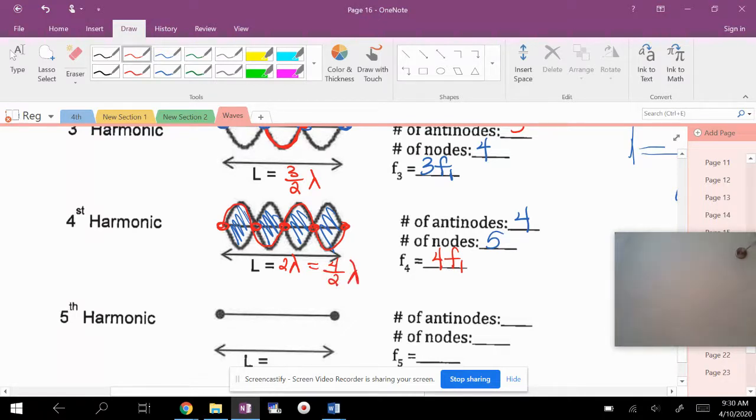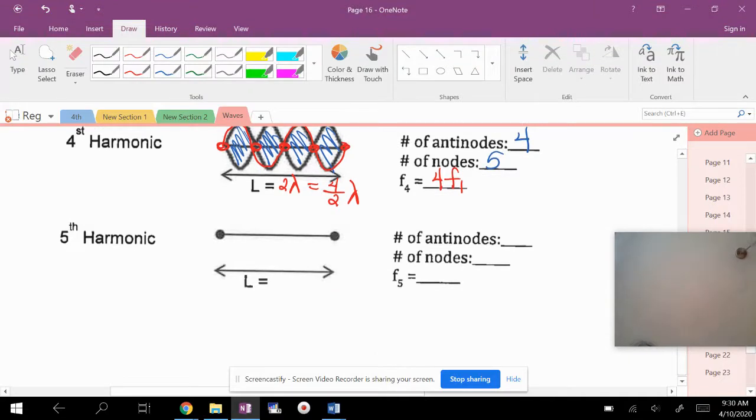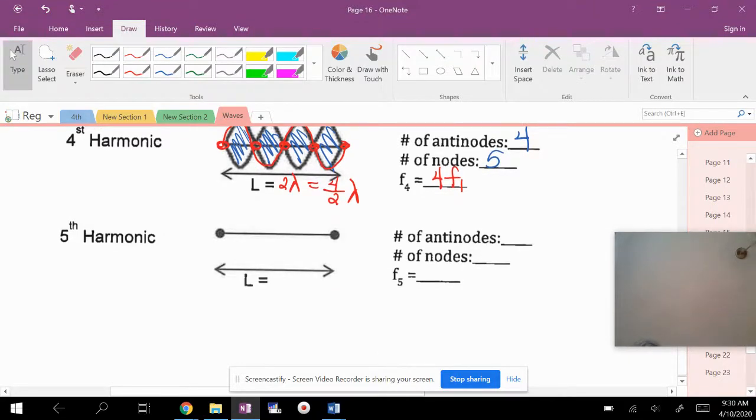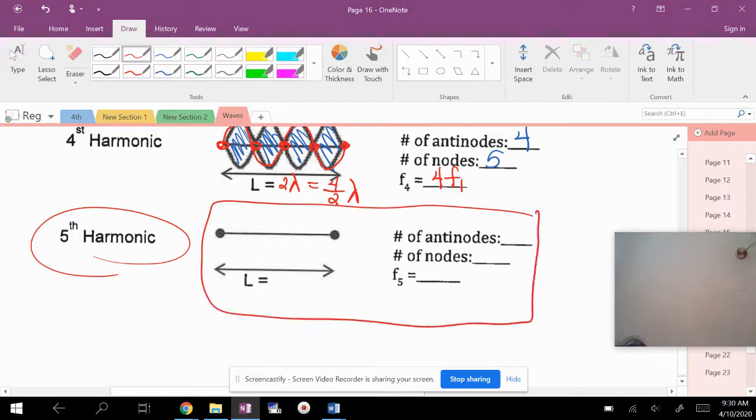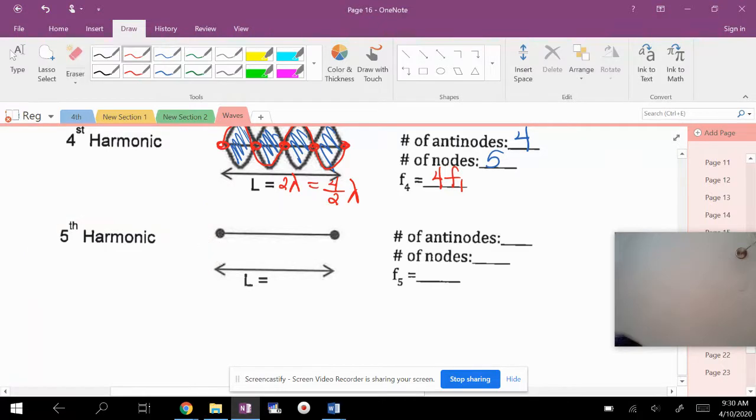Okay, so I want you to pause the video and figure out what the 5th harmonic would look like if I had to draw the antinodes. Okay, basically fill out this entire part once you pause the video. Okay, I'm assuming you paused the video and you did that.